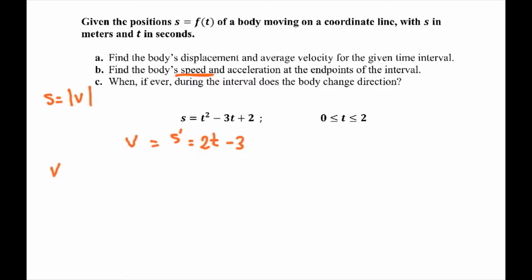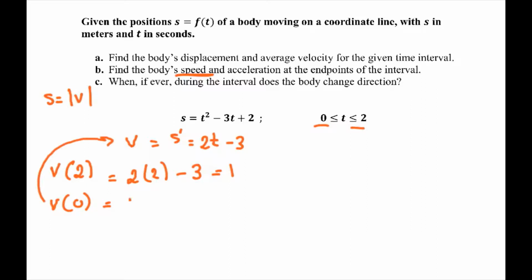So velocity we need to find at the endpoints. So we need to find v2 and v0. v2 is equal to 2 times 2 minus 3, that's 1. v0, we are substituting here, right? So it's going to be 2 times 0 minus 3, which is equal to negative 3.